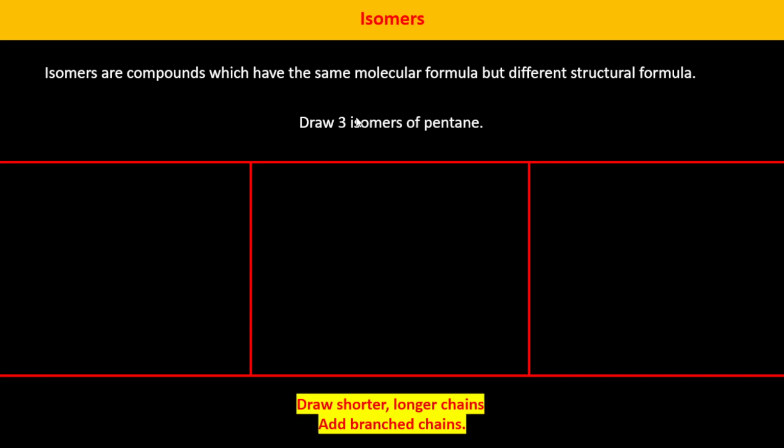Okay. So isomers, very important topic here. Isomers are compounds which have the same molecular formula but different structural formula. What that means is that since it has the same molecular formula, pentane is what? C5H12. Okay, so I'm going to first draw the first isomer.